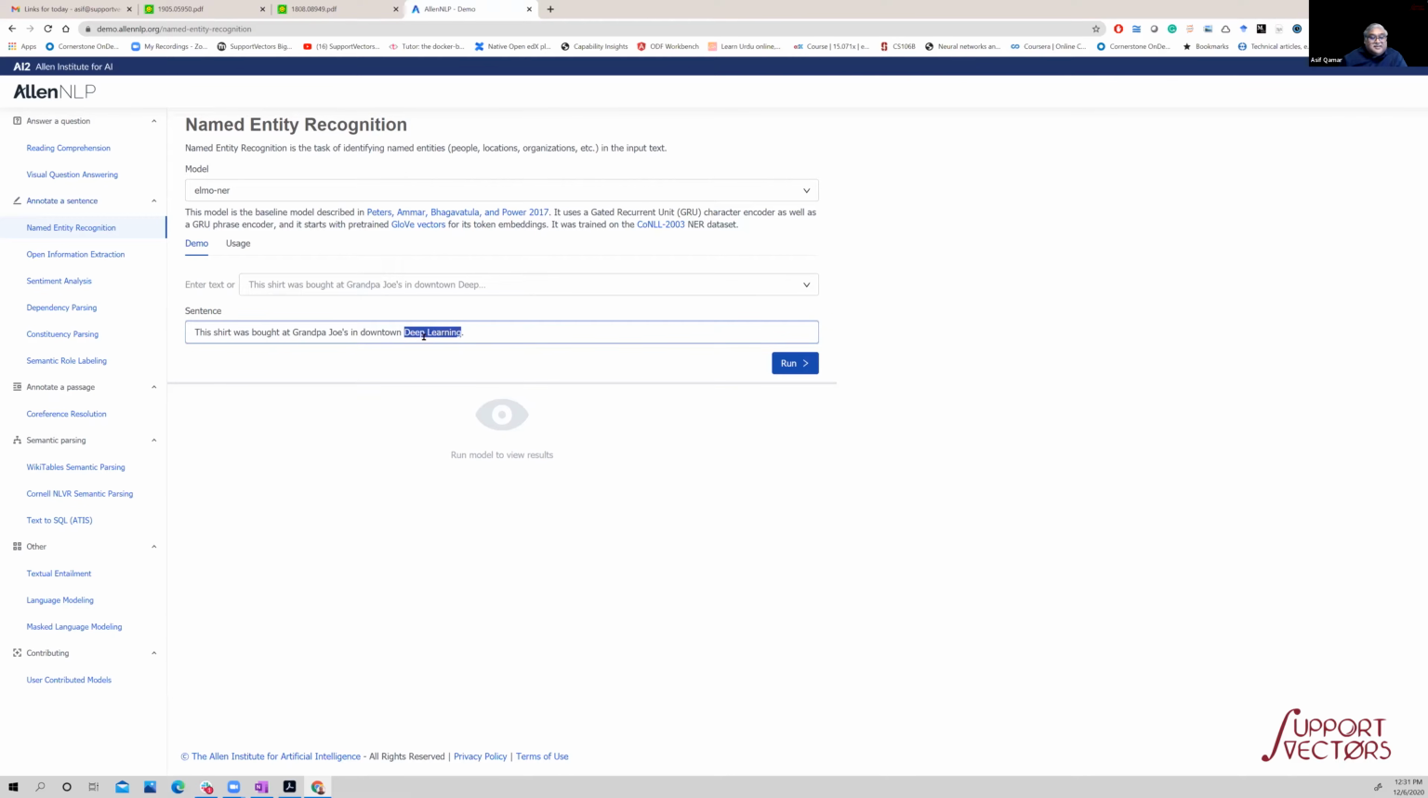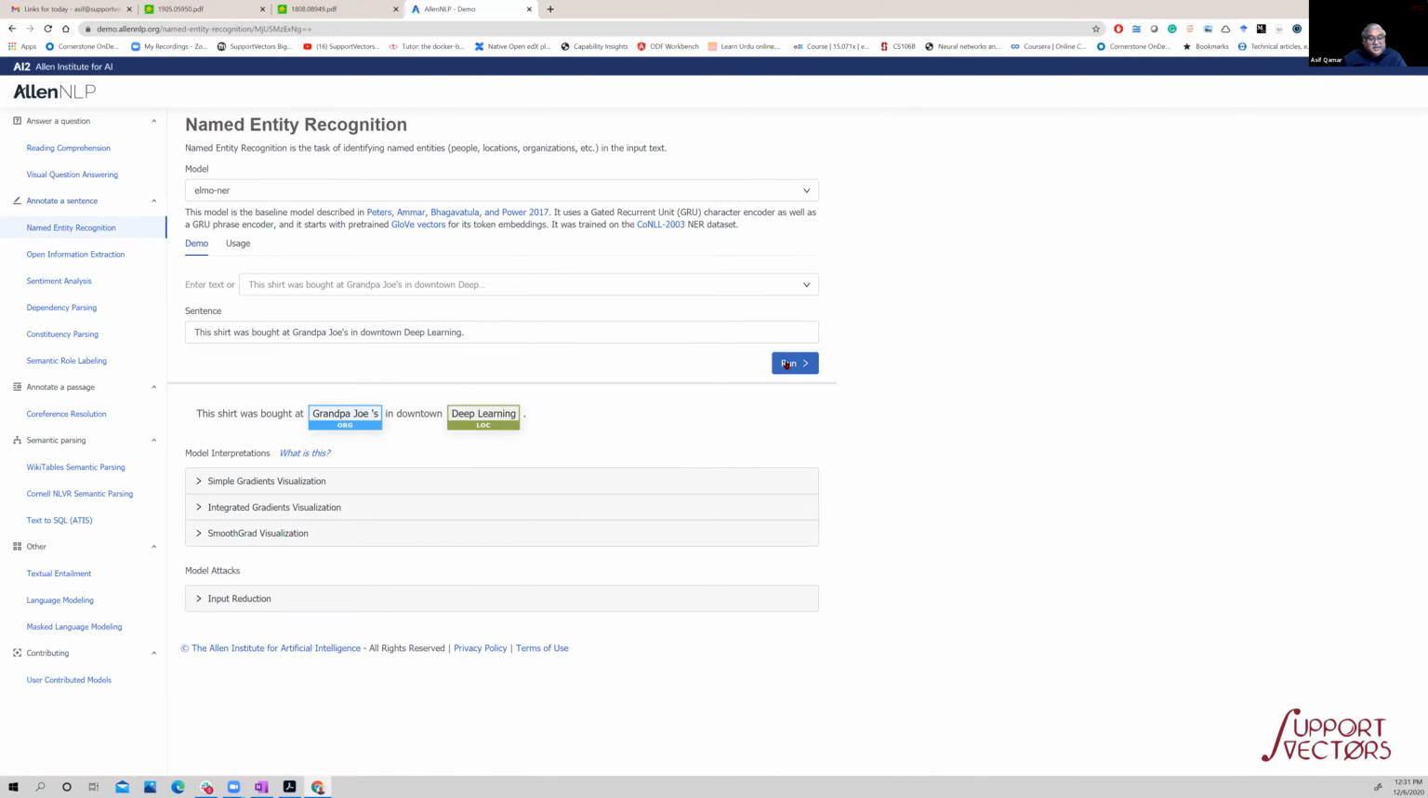And you realize that it's a very deceptive sentence. If you are naive, you may mark deep learning as just a subject. But here, the context of the sentence presents it to be almost a city named Deep Learning, and downtown Deep Learning. And so you see that it has figured that out.